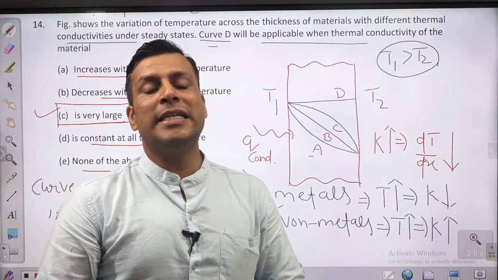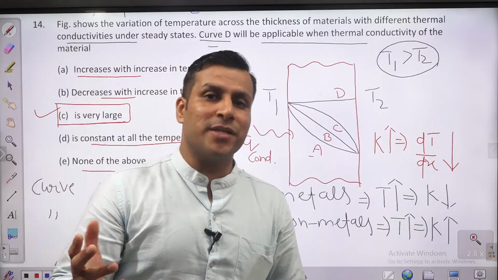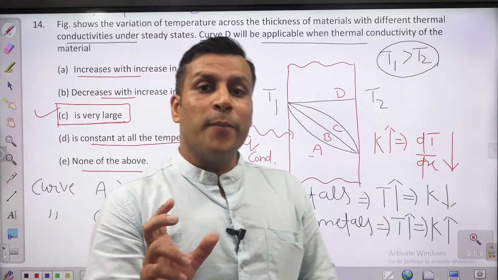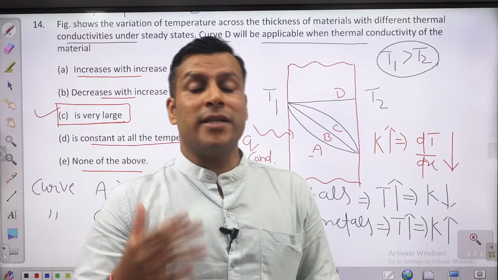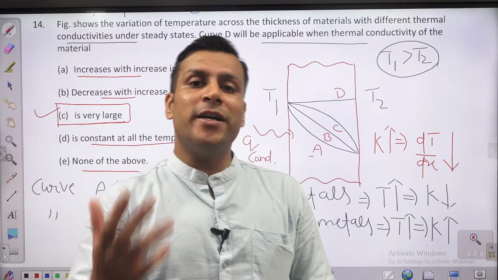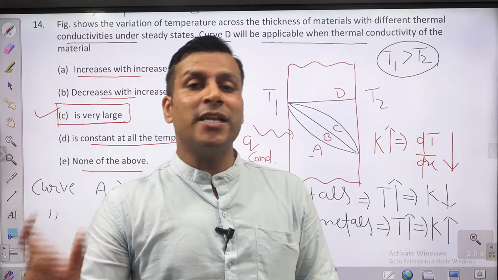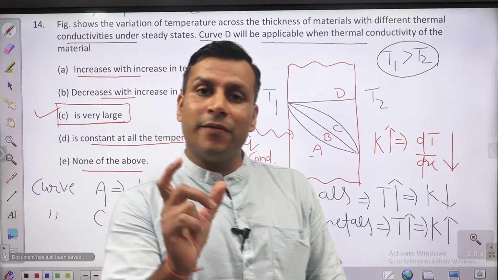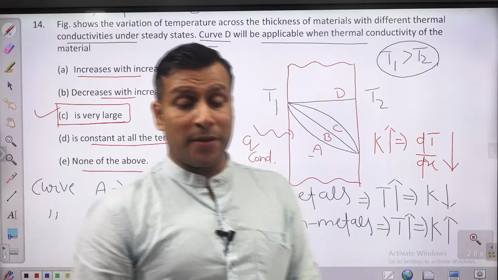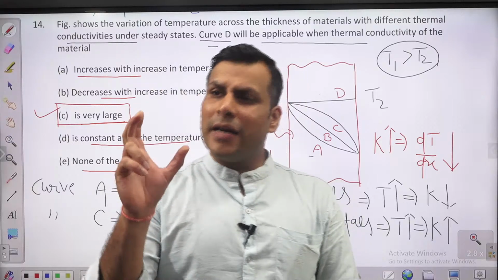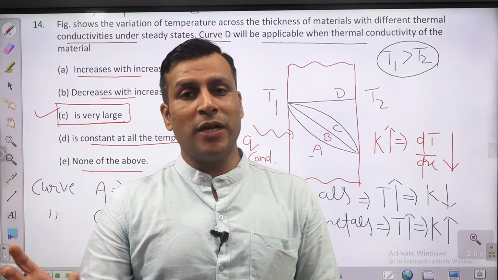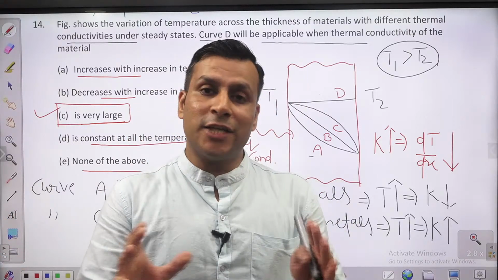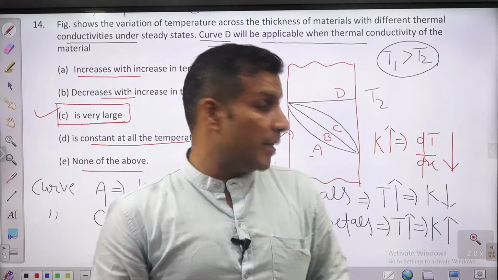Metals' conductivity decreases. Why? Because with the increase in temperature, lattice vibration increases, but increased lattice vibration restricts the movement or penetration of the free electrons. So due to reduction in the free electron transfer, the conductivity of metals decreases with the increase in temperature. Whereas in non-metals, the heat transfer is majorly due to the lattice vibration only. In non-metals, there is no free electron. That's why conductivity increases with the increase in temperature.